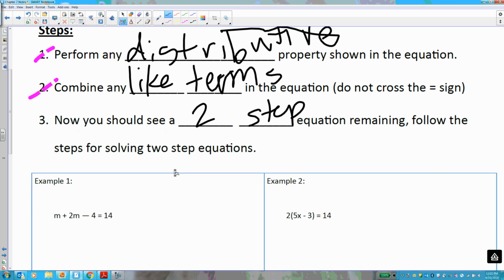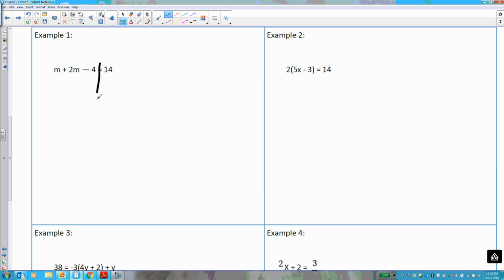So let's do example 1 together. All right, so we have m plus 2m minus 4 equals 14. So since there's no parentheses, we aren't going to have to do the distributive property. So all we're going to have to do is put our m's together. So we have an m and a 2m, which makes a total of 3 m's. So I can cross those out. And then minus 4 equals 14. So I've done nothing up to this point except put my m and my 2m together to get 3m. And now it's just a two-step equation.